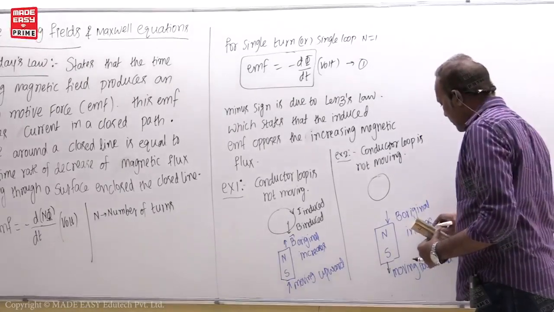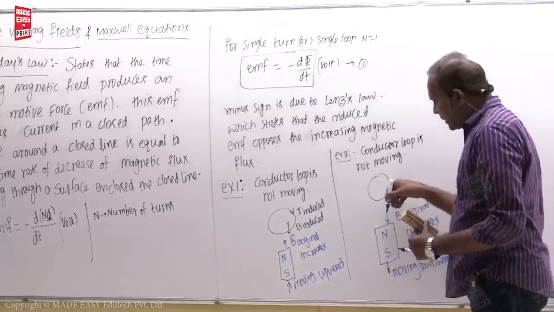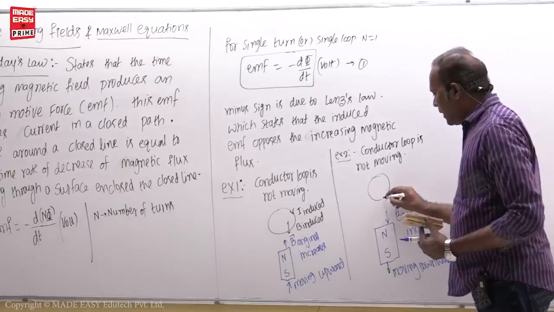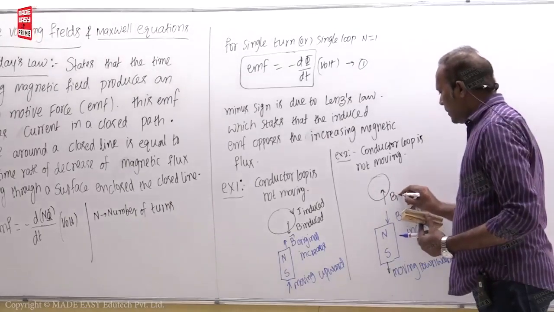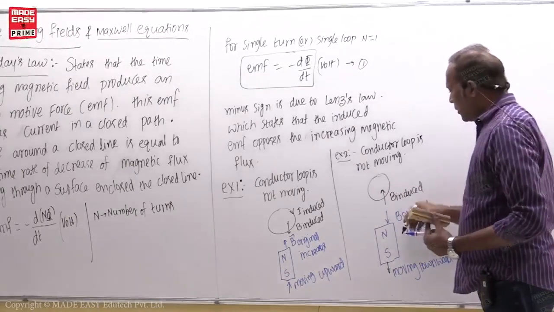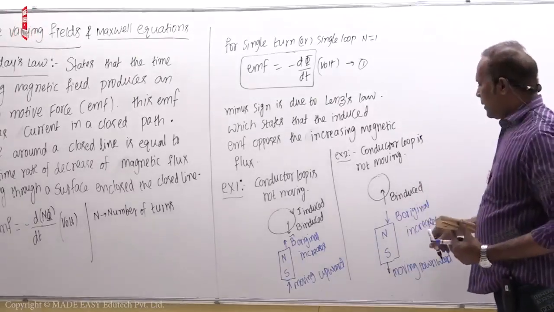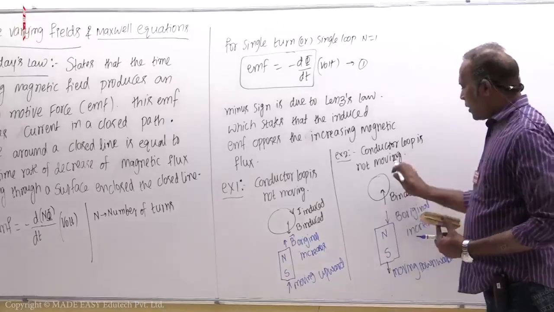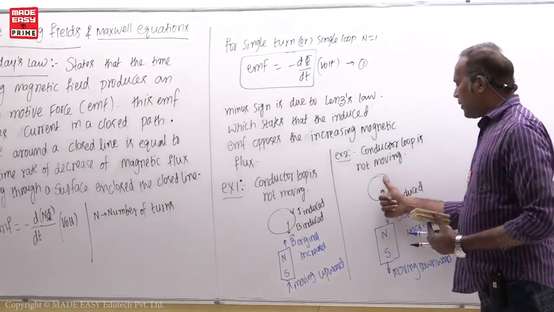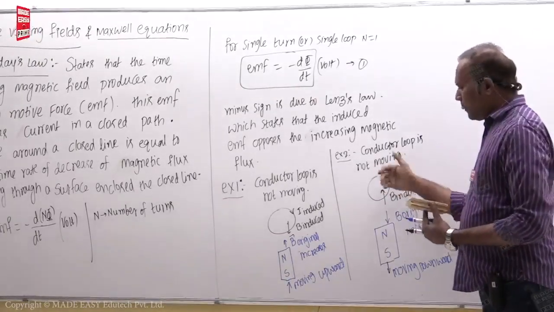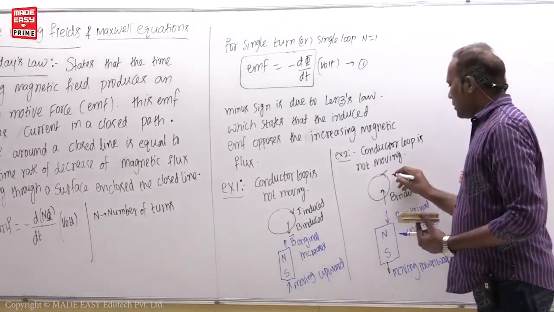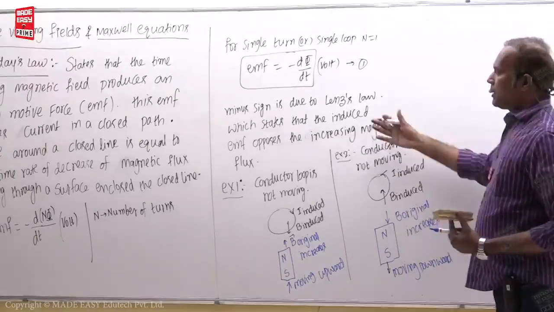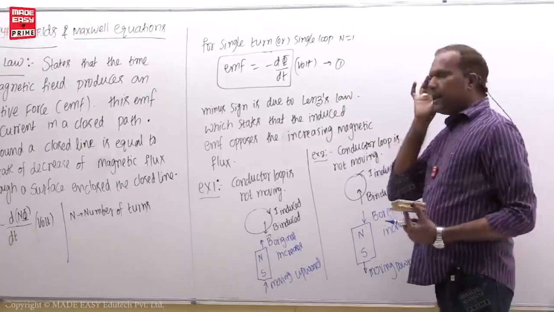increases in the down direction. So then the induced magnetic field will be upwards. So B induced is opposite to the original magnetic field. The original magnetic field is directed downwards, so this is upwards. Now put the thumb in the induced magnetic field direction, then the induced current will be like this. So these are examples based on Lenz's law actually.